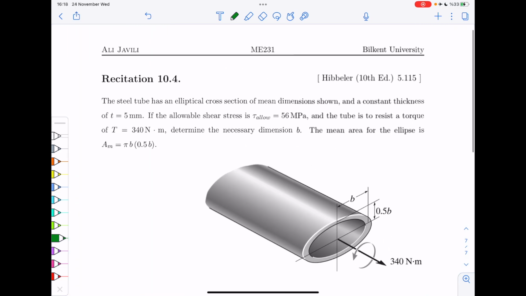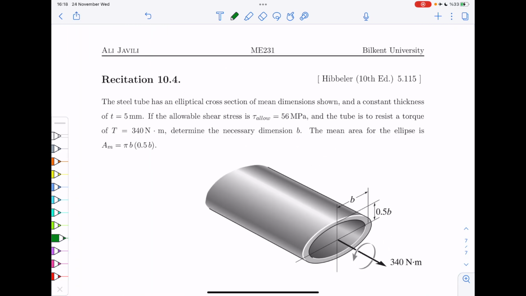The last one is pretty simple and straightforward. You have a steel tube with an elliptical cross-section, and the dimensions are shown here. If the allowable shear stress is 56 megapascal, and the tube is to resist a torque of 340 Newton meter, determine the necessary dimension B. The mean area for the ellipse is given also here. So there is nothing overly complicated about this. It's just to have a problem that does not deal with our regular cylindrical shafts, but rather with this discussion of thin-walled cross-sections, right?